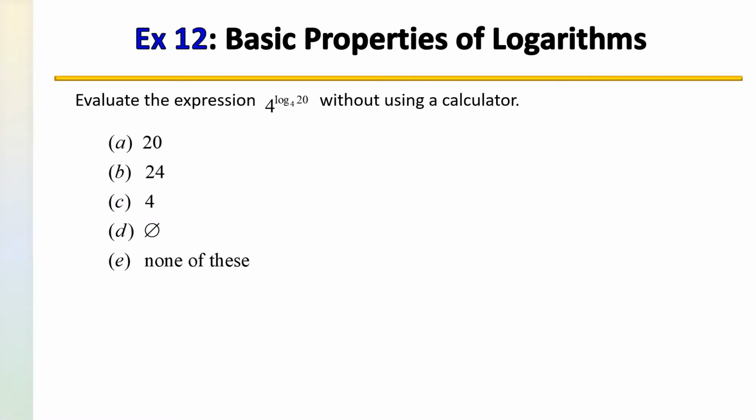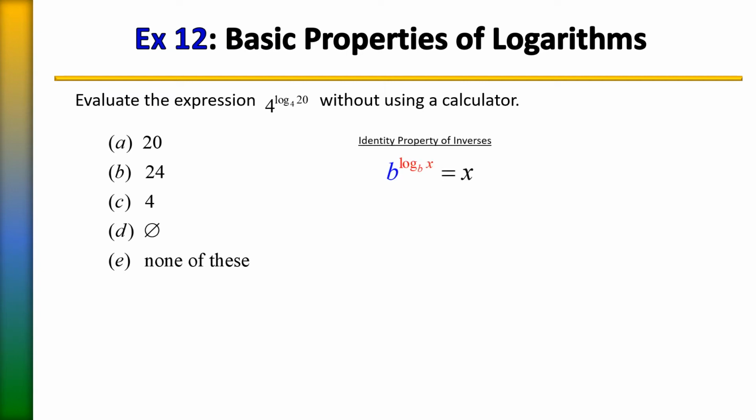In this example, we're asked to evaluate the expression 4 raised to the log base 4 of 20 without using a calculator. Now we can solve this without a calculator because one of the properties of logarithms states that if the base of your log is the same as the base itself, when you have a number raised to a log, then it will equal x. In other words, it will equal whatever is behind that base of that log. So in this case, our base, our b, is 4.